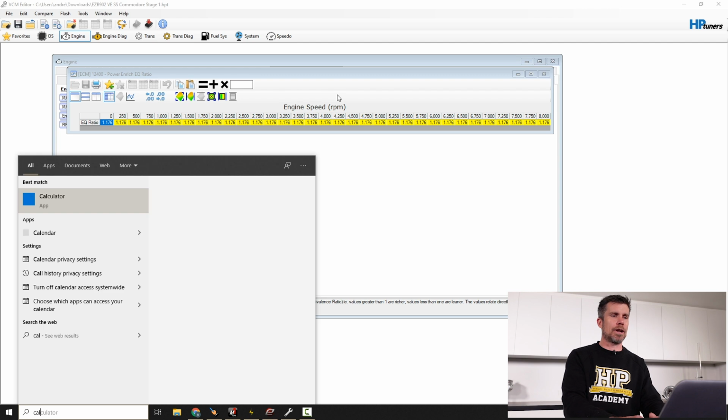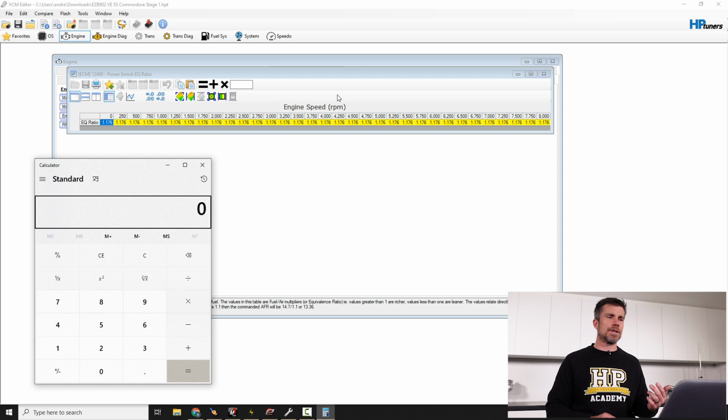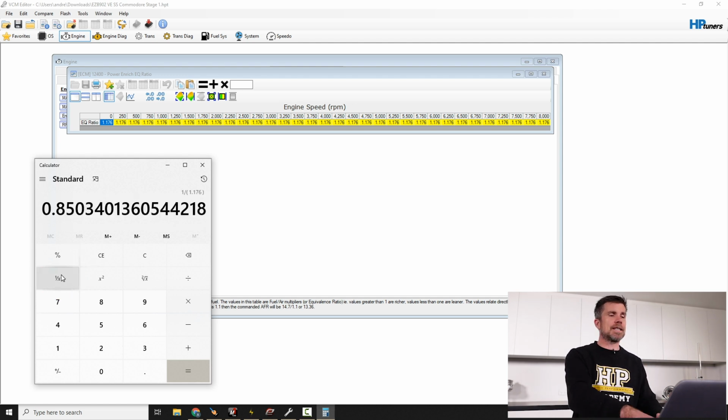Let's just bring up our calculator here and we'll see how we can quickly and easily do that. So all we want to do is take our equivalence ratio. At the moment in this table, it's set up very simply with one fixed value. That wouldn't be typical, but let's just go with that, 1.176. Now first of all, we need to convert from equivalence ratio into lambda. We can do this by using the little inverse function. Equivalence ratio is simply the inverse of lambda. We'll click on that and it gives us our lambda target. So this table simply means that we are targeting 0.85 lambda.